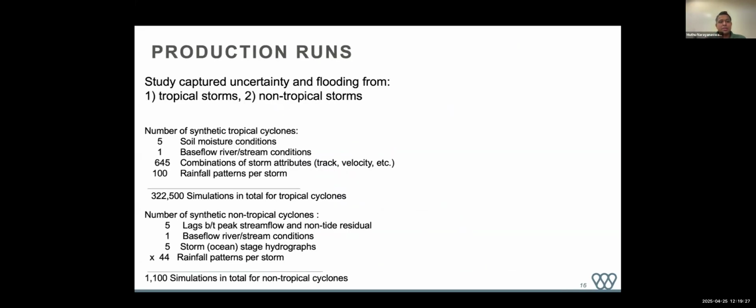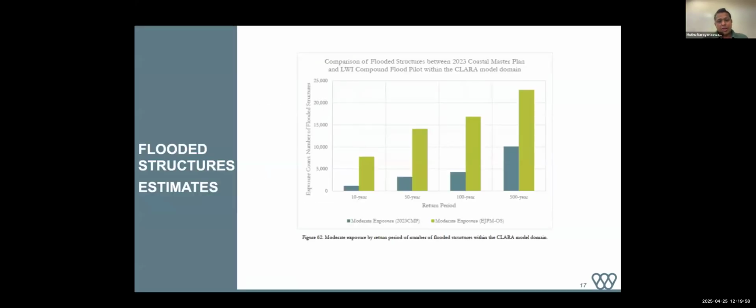And then when we moved into production, I mentioned that we started with a base set of 645 synthetic hurricane events. We considered about 5 different soil moisture conditions. We had a single base flow condition prescribed, and then we had about 100 rainfall patterns per storm. And this gave us about 322,000 TCs. And then for historical non-TCs, we ended up with about 1,100 simulations. So we went through production and then we developed probabilistic hazard curves.